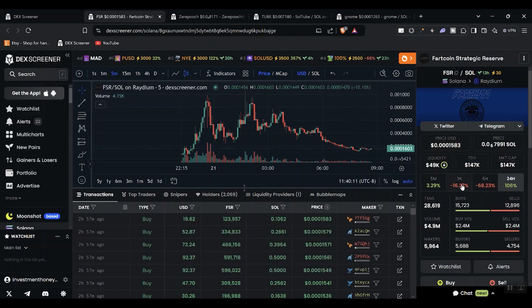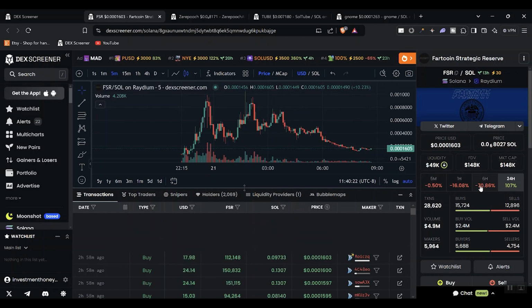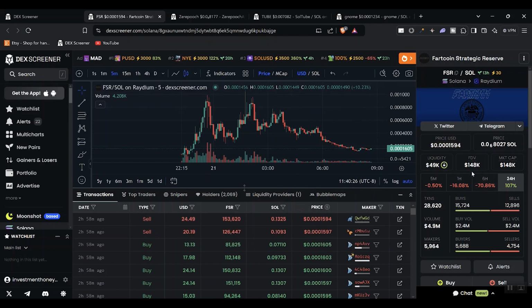Now we've got a couple of big minuses here. This one was not huge, but obviously when you get to the 6 hour, minus 70%. So I personally think this is probably going to be toast, but again, you could go ahead and set an alert for, let's say, I don't know, something like maybe 175, 200K.